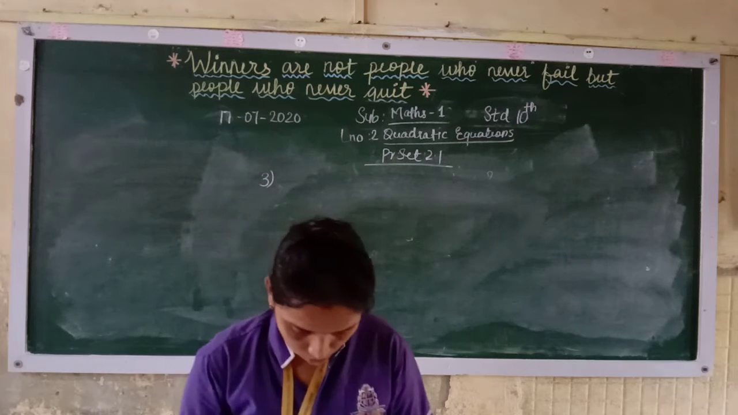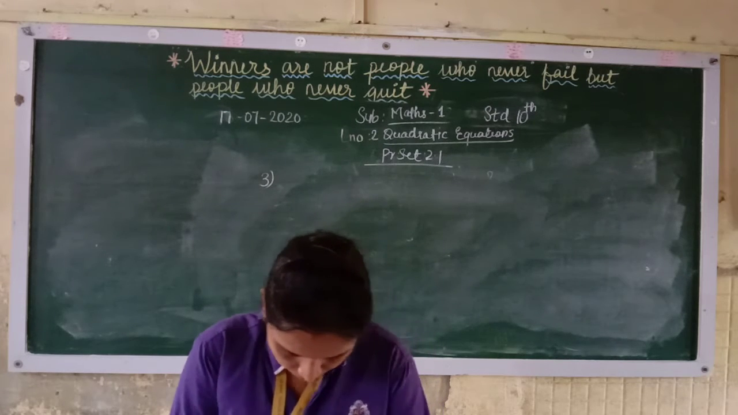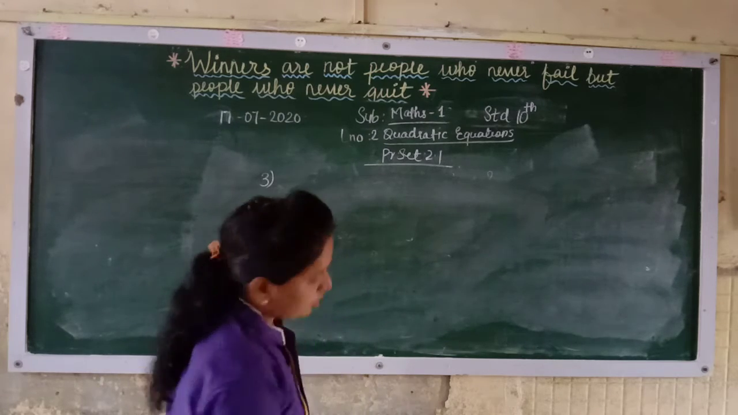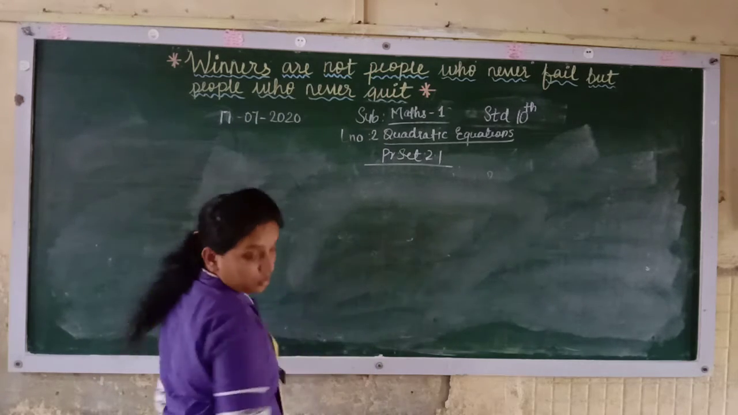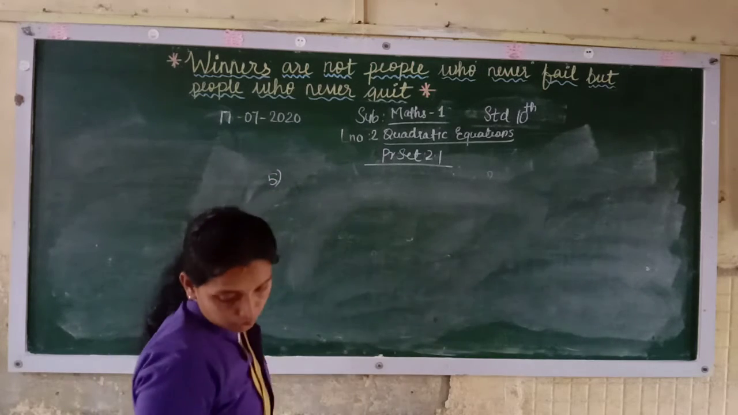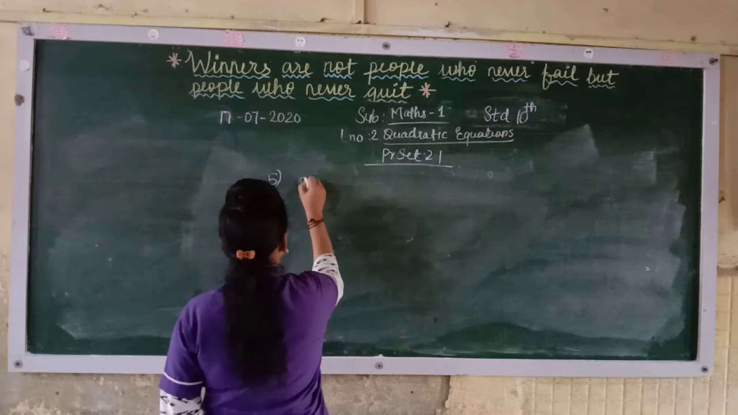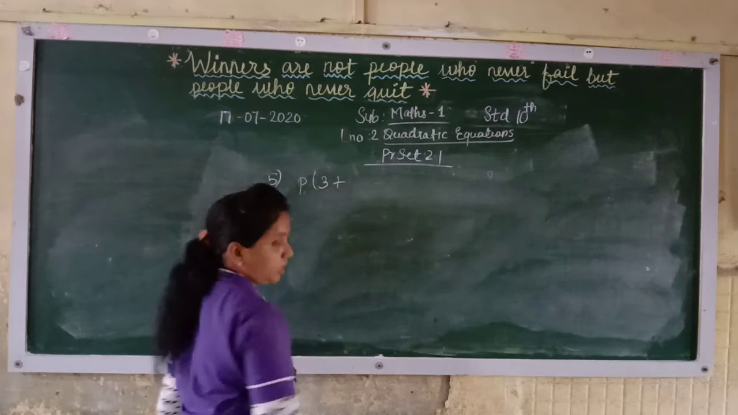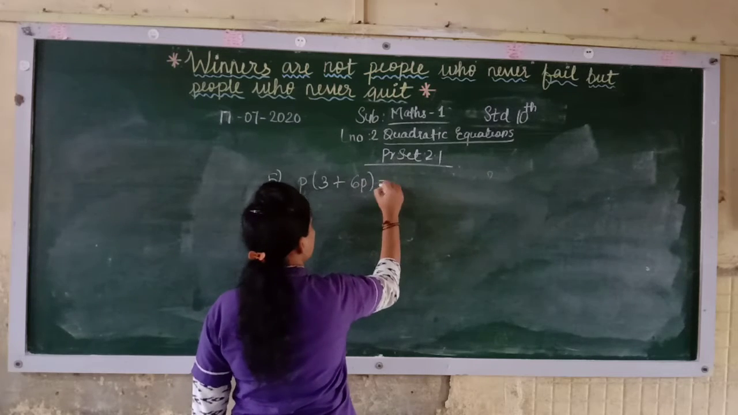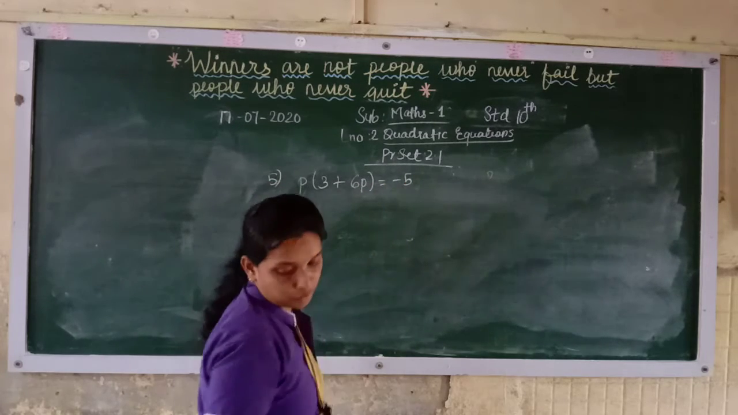Now what can you say about this? This is the fifth one. Therefore you can do it, it is easy. p into 3 plus 6p is equal to minus 5.